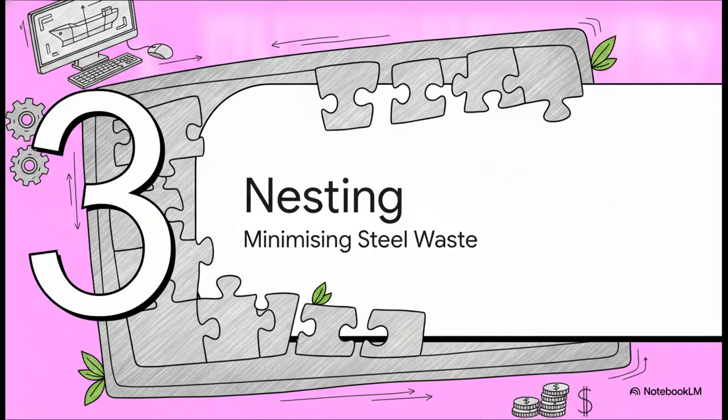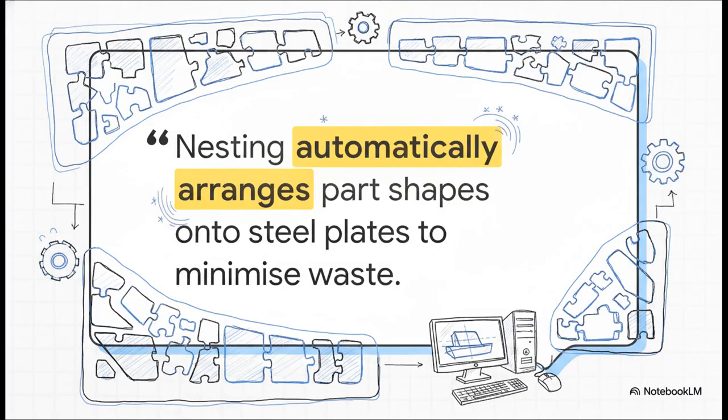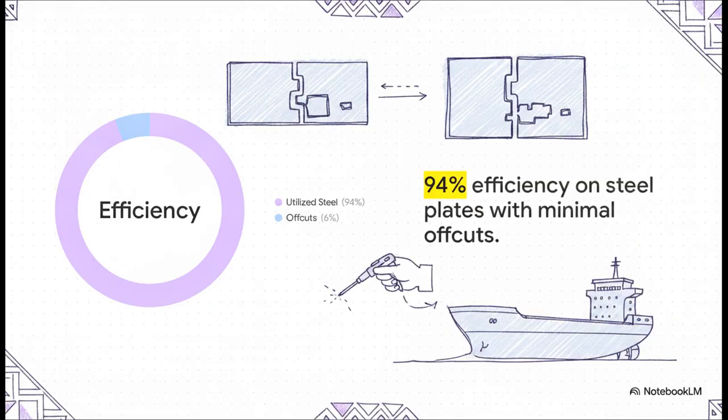Section 3. Nesting. The ultimate puzzle, minimizing steel waste. Now, think of nesting like a giant, high-stakes industrial jigsaw puzzle. Instead of a team of workers spending days agonizing over how to fit all these weirdly shaped pieces together, and probably losing their minds in the process, nesting algorithms automatically arrange hundreds of uniquely shaped parts onto standard flat steel plates. They fit them together exactly like puzzle pieces. What's amazing is the computer's algorithms complete this massive puzzle in mere seconds. Just look at this efficiency.